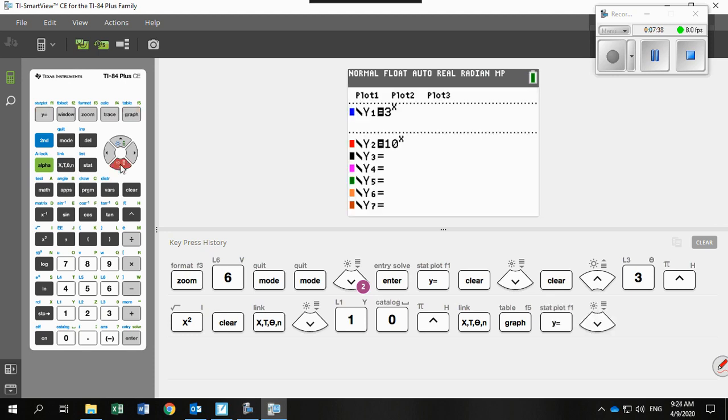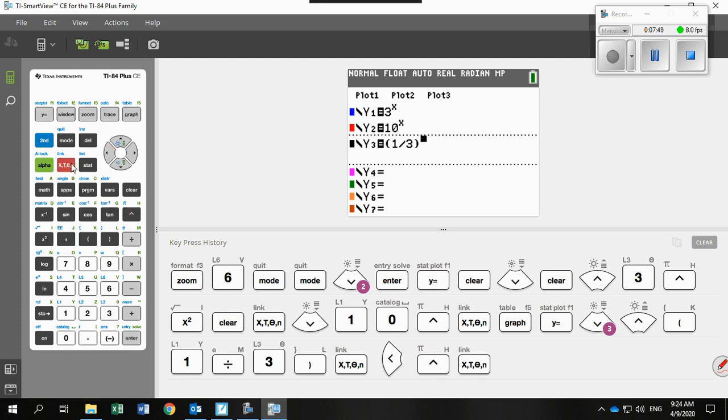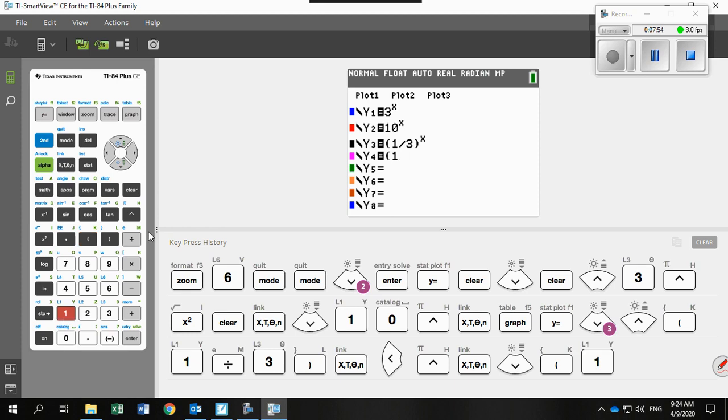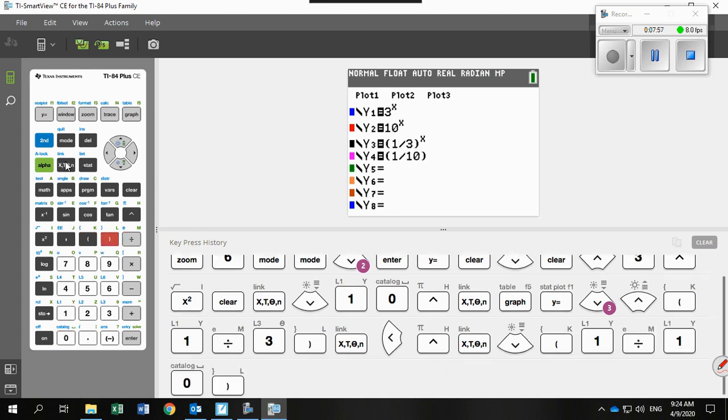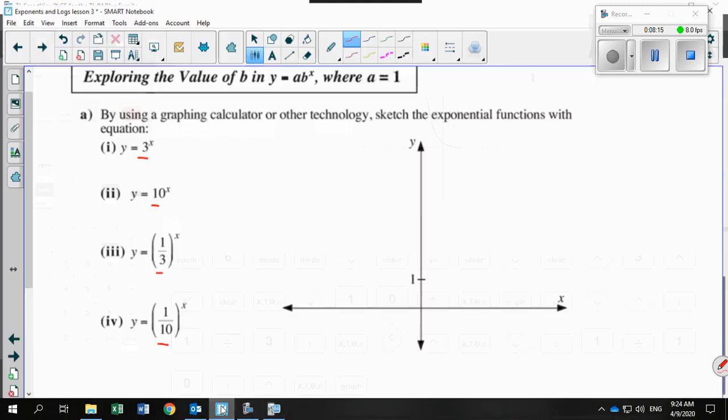Now let's go ahead and plug in the other two graphs. So we have brackets 1/3 to the power of x. And then we have 1/10 to the power of x. And we're going to see what happens to those two. So we see a decay, there it is, and then we're going to see a steeper decay with the purple one. And as you notice, the greater your base is, so the bigger the whole number, the steeper your graph is. So it's going to grow exponentially quicker.